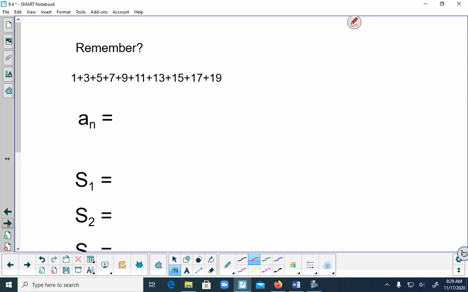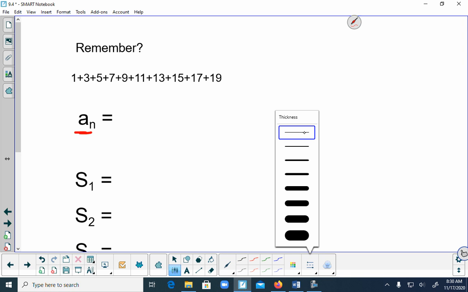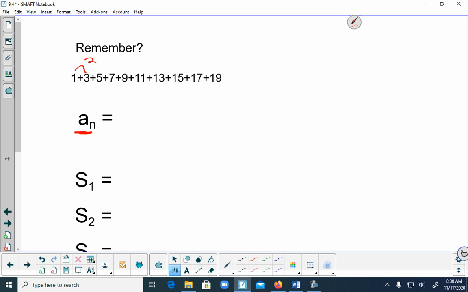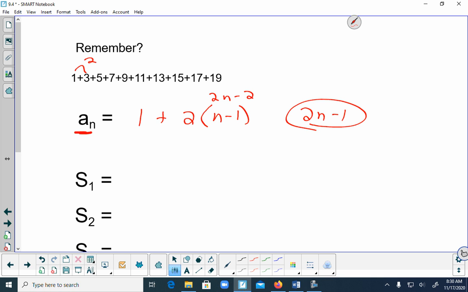So we've done this before. If I give you this sequence, 1, 3, 5, 7, and 19, and I ask you to find the explicit formula, you would go back and say, well, I'm adding the same number, 2, each time. So I'm going to do my first term plus my constant difference times n minus 1. When I simplify, this is 2n minus 2 plus 1, so I get 2n minus 1. And that's going to be my nth term.